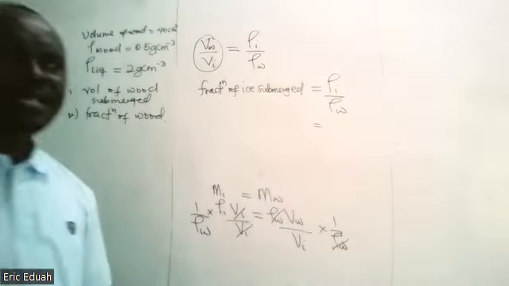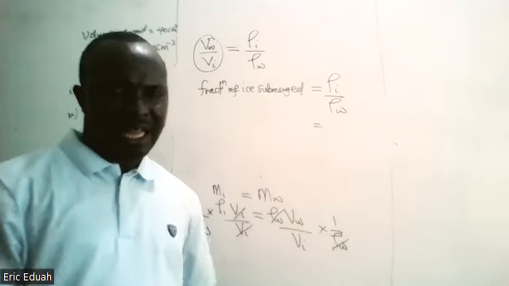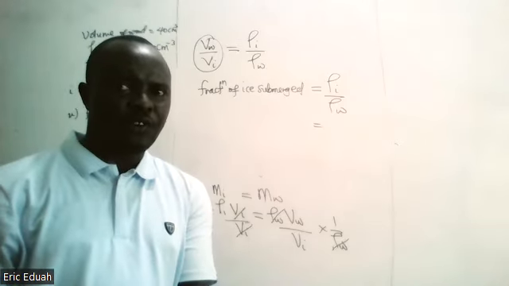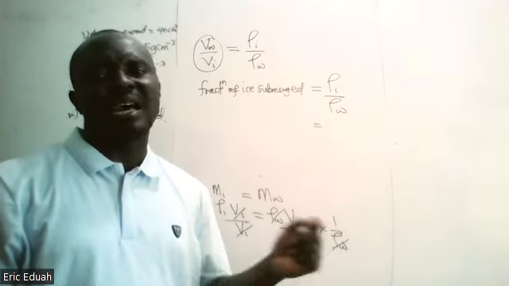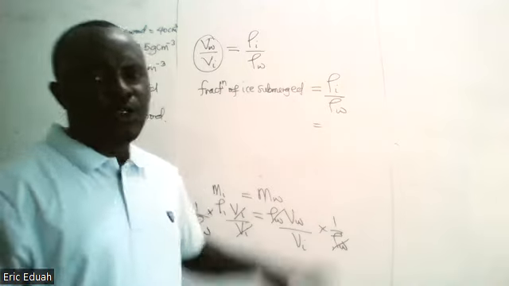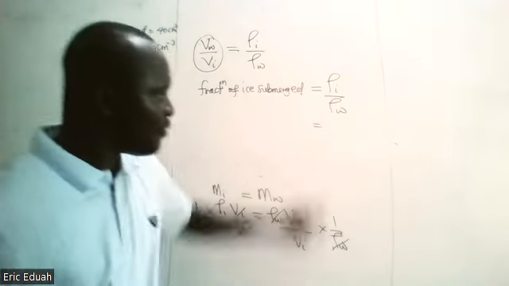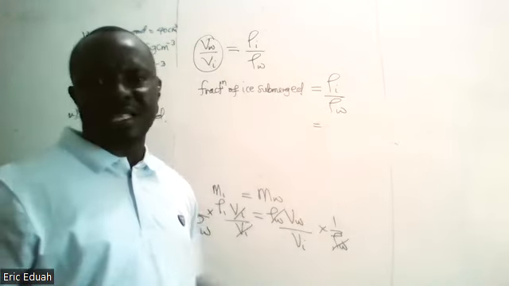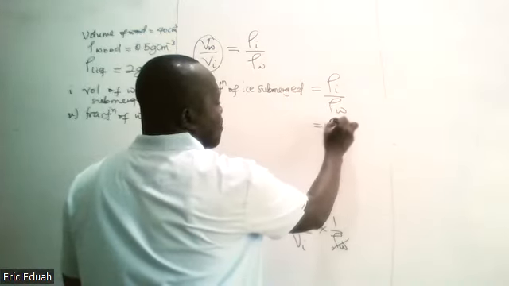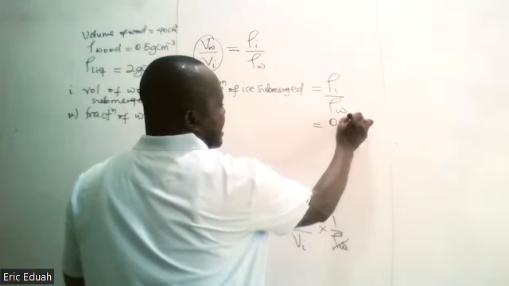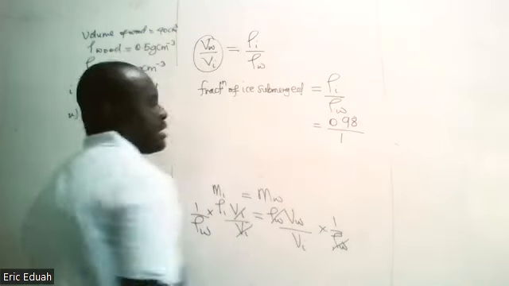Now, density of ice is a little less than the density of water. And in one of the conditions for an object to float, we said the density of the object must be less than the density of the liquid. So if the density of ice is slightly less than the density of water, then certainly ice will float on water. The density of ice is around 0.98 over the density of water, which is 1.